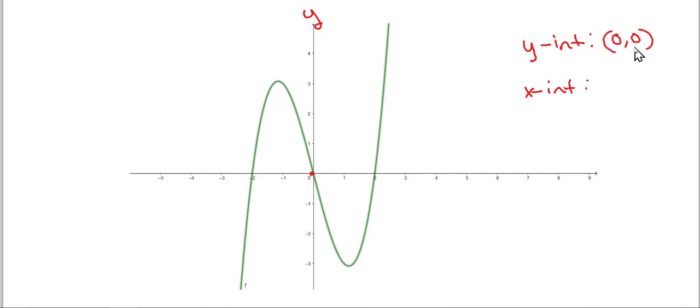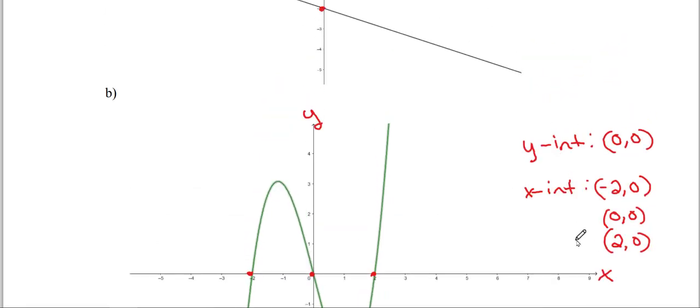X-intercepts, I seem to have a couple of them. I have one here. Oh, I have one here too, right? Because I'm talking about where I cross the x-axis. These are all x-intercepts. -2, 0. Don't forget that 0, 0. And also 2, 0. So what I wanted to do here was talk about how do you know when you have an x-intercept and a y-intercept. From the graph, we can kind of tell approximations, right? We don't know exact values, but we're guessing approximately that if we're on an integer there.